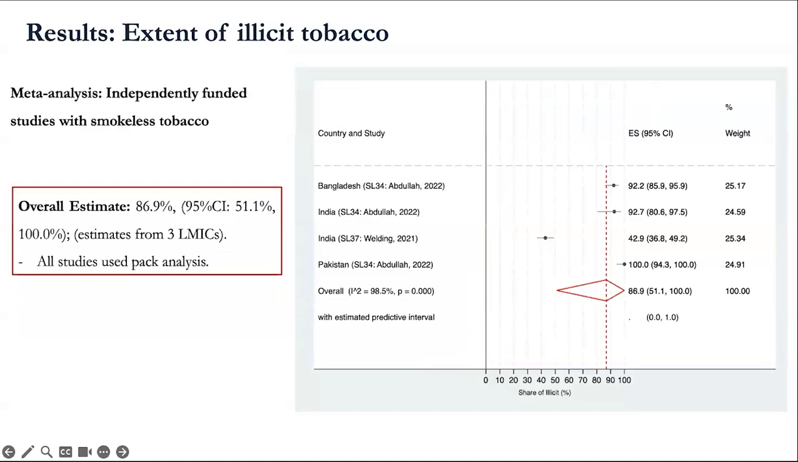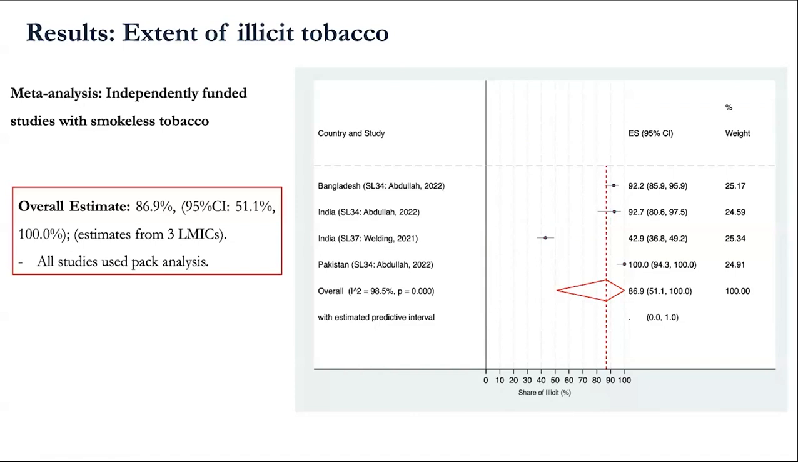So that was the scenario of the share of illicit tobacco in smoking tobacco in the low and middle income countries, depending on the funding source, and also depending on the method of estimation. Now, moving towards the share of illicit tobacco for the smokeless tobacco, we can see that the evidence is scarce, and we had only two studies.